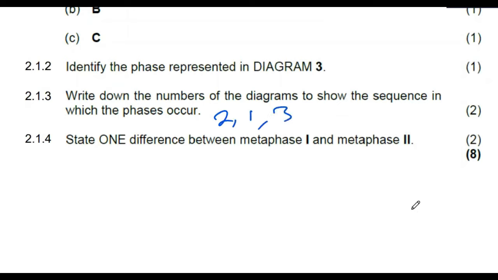Then one difference between metaphase 1 and metaphase 2. In metaphase 1, the chromosomes are aligned along the equator in homologous pairs, while in metaphase 2, chromosomes are aligned along the equator singly. Individual chromosomes are the ones which align along the equator. So that is the major difference.